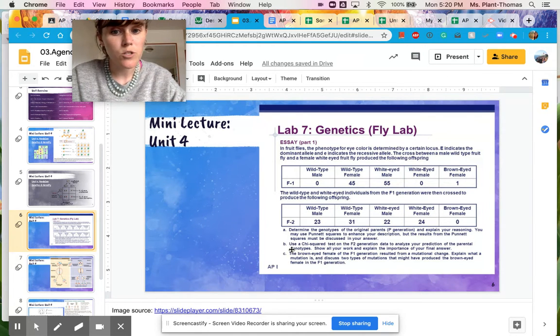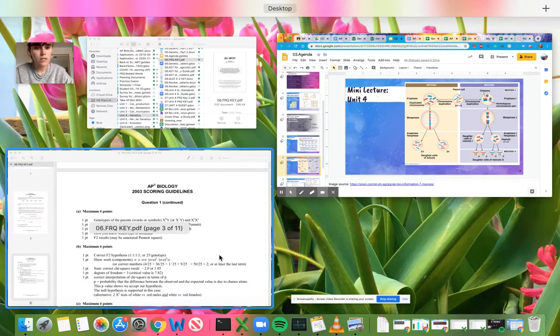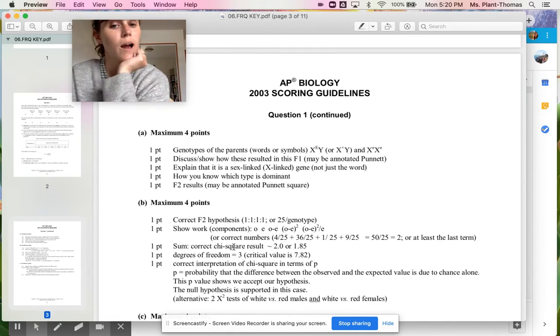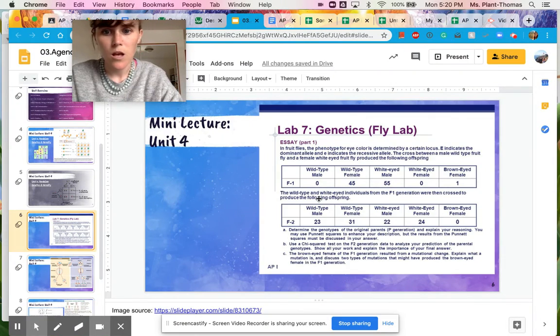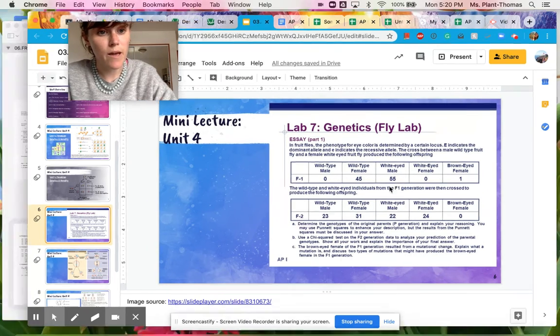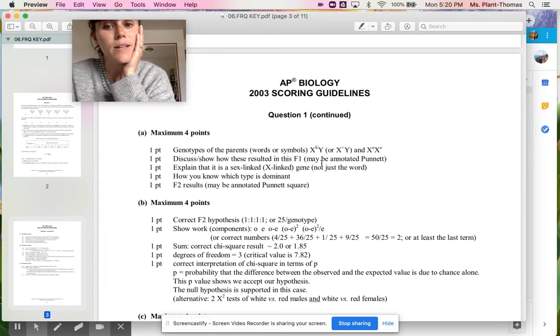Then for part B, you're going to do a chi-square analysis. The first thing you have to do here is the Punnett square for crossing the F1, taking this individual and this individual, crossing them together and seeing what we would get in the F2. So this is taking the heterozygous female crossed with the recessive male. These are the kids of these two parents, and you're going to see that you get a 1-to-1-to-1-to-1 ratio.